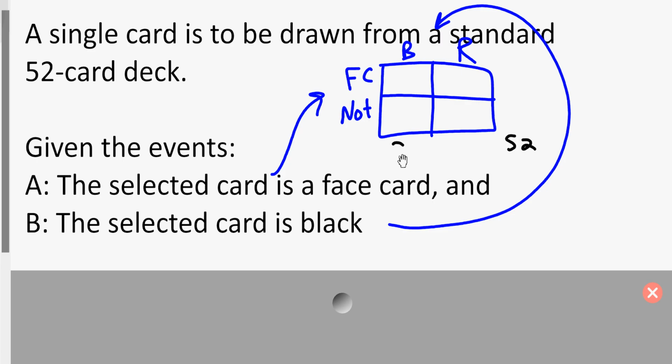There are 26 black, 26 red. There are also 12 face cards and 40 not face cards. Now, if you go even deeper, there are 6 face cards that are black, 6 face cards that are red. There are 20 not face cards that are black, 20 that are red. There's our options. Now, let's find some probabilities.